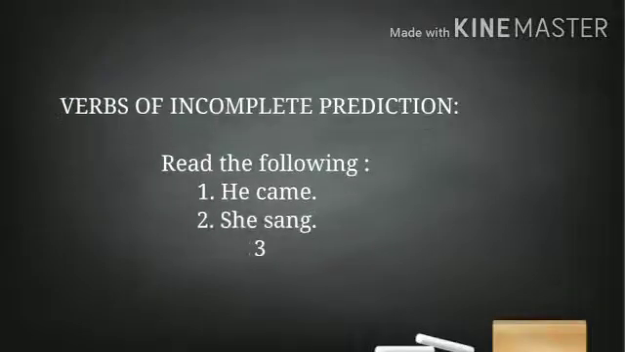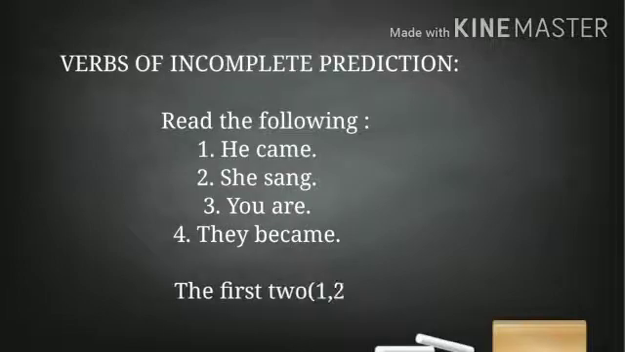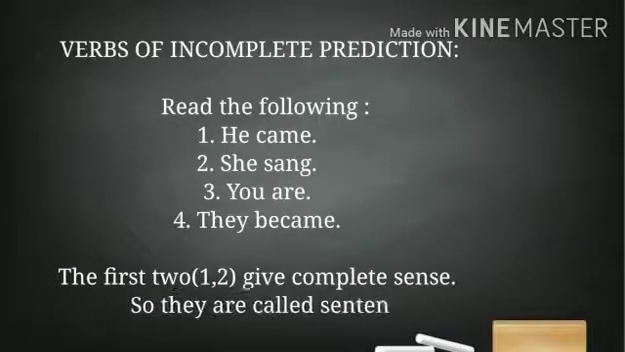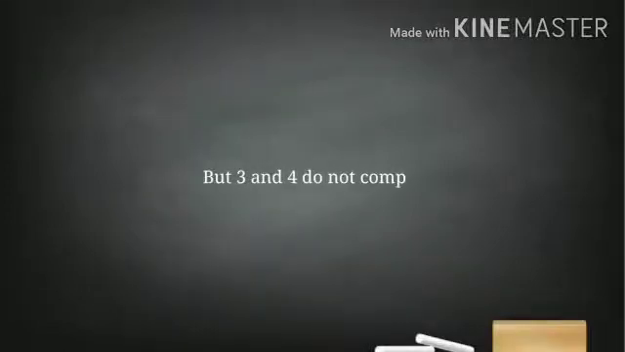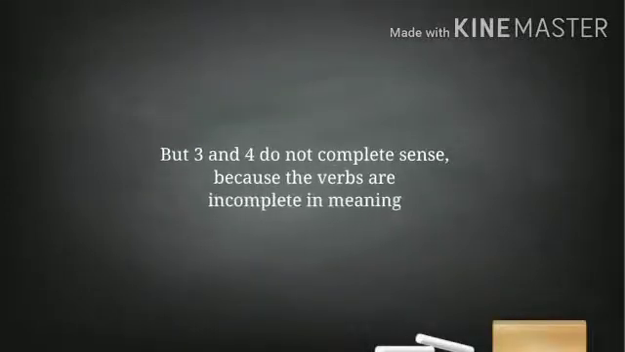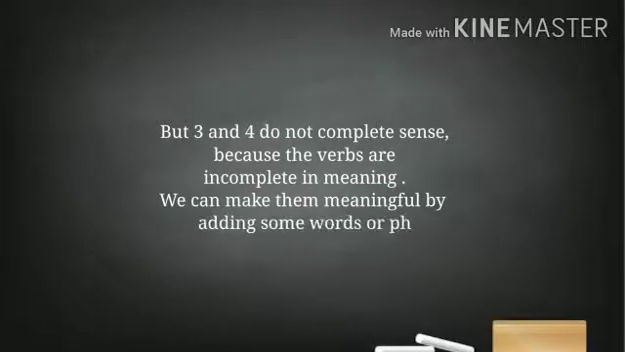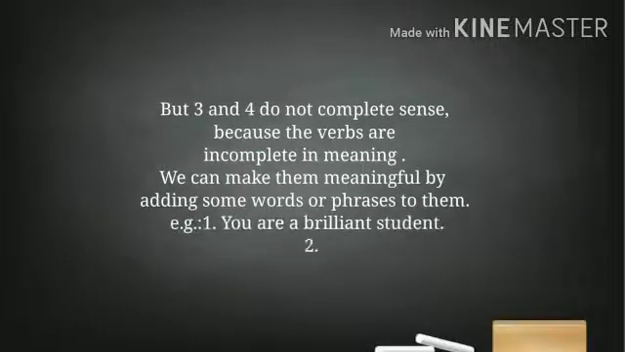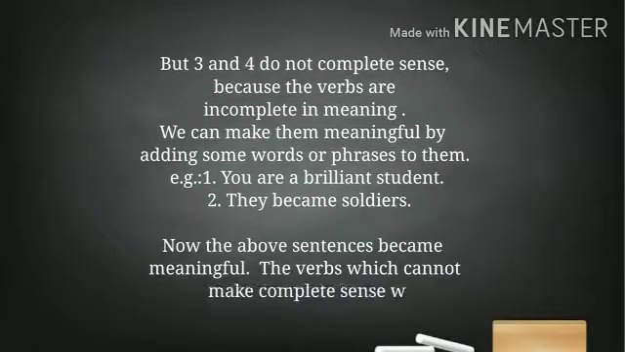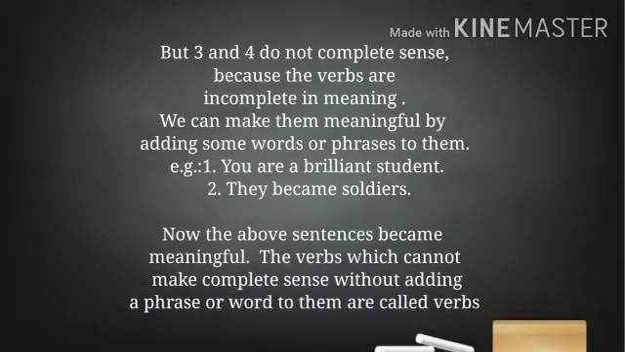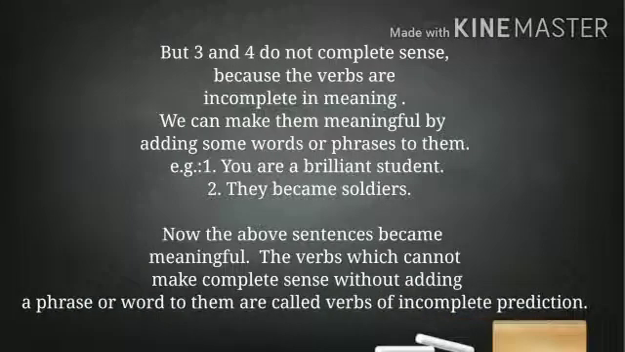He came, she sang, you are, they became. The first two, 1 and 2, give complete sense, so they are called sentences. But the third and fourth sentences do not give any complete sense because the verbs are incomplete in meaning. We can make them meaningful by adding some words or phrases to them. For example, you are a brilliant student.